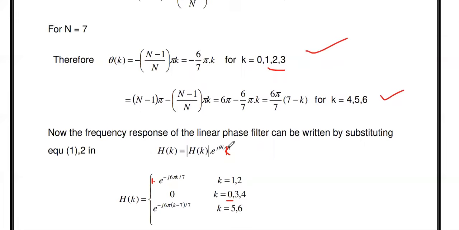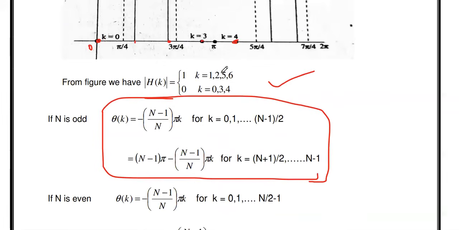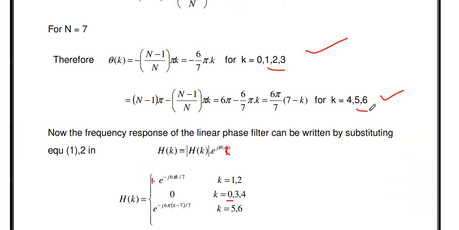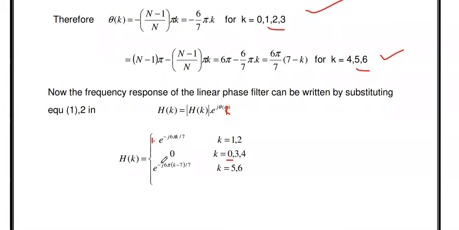Similarly, for k equal to 5 and 6, the modulus of H of k is 1, and the angle is 6 pi by 7 into (7 minus k). So for k equal to 5, 6, the value is 1 into e power minus j 6 pi by 7 into (7 minus k), or e power minus j 6 pi (k minus 7) divided by 7. So the H of k is calculated.